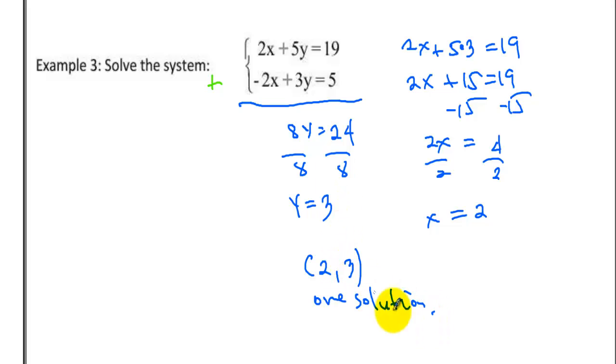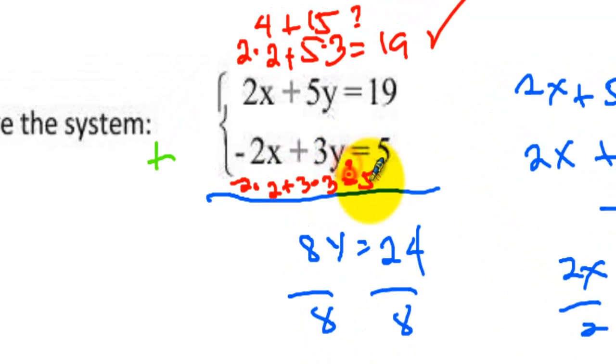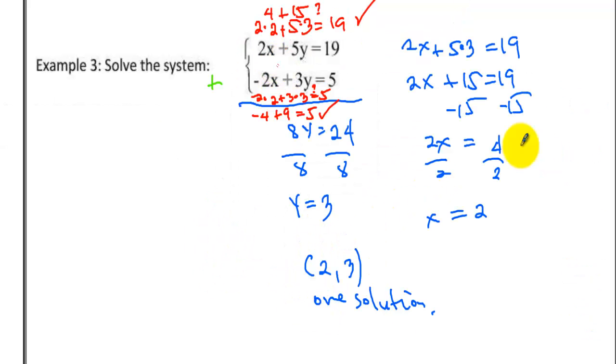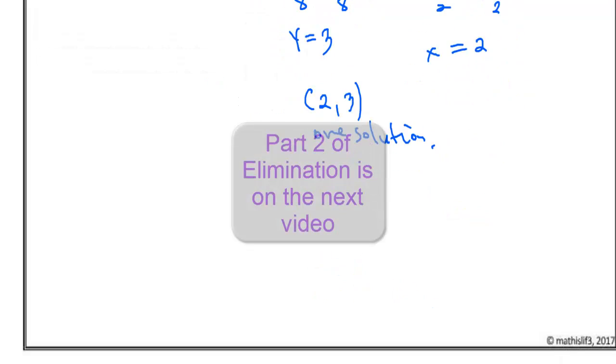Don't forget to verify your answer. 2 times x, 5 times y. Is this equal to 19? That's 4. That's 15. 4 plus 15 is equal to 19, which is correct. Next, negative 2 times x, 3 times y. This is equal to 5. Negative 2 times 2 is negative 4. 3 times 3 is 9. Is this equal to 5? I think so. 9 minus 4 is equal to 5. Alright, there we go. That's how we use elimination.